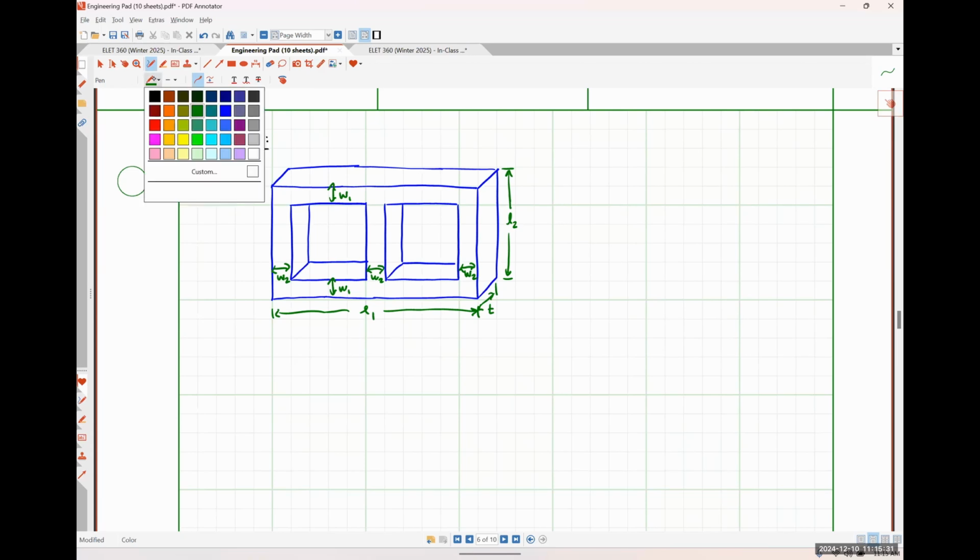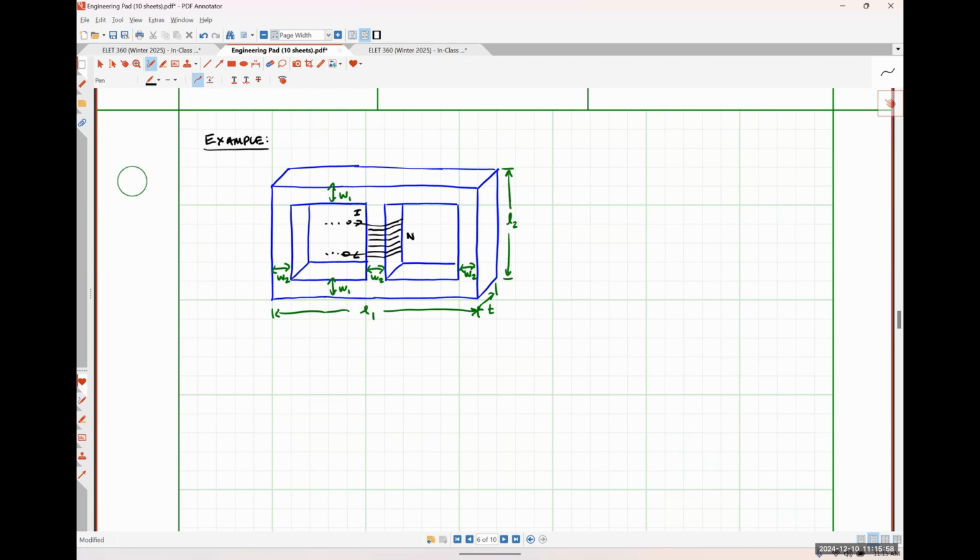And let's say that we put a coil on that middlemost leg. So current's flowing this way, returning this way, and it has n number of turns.